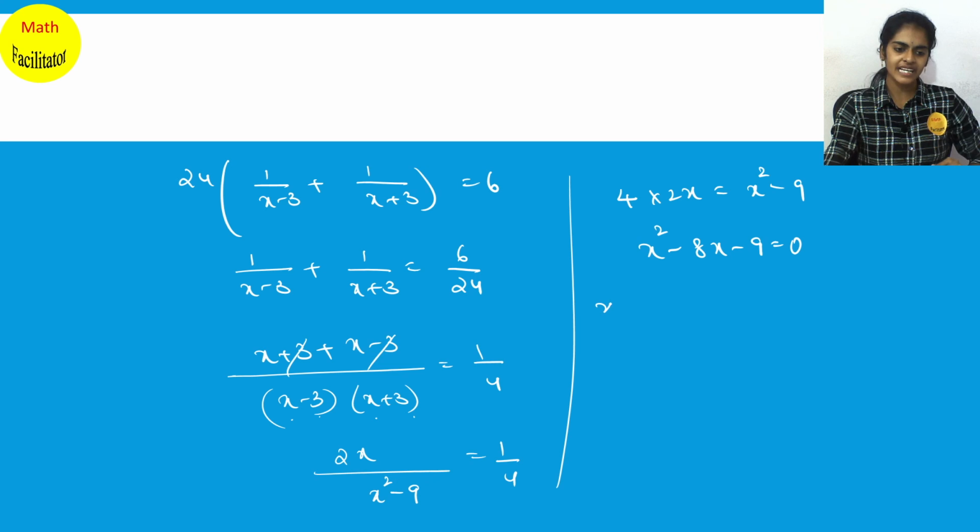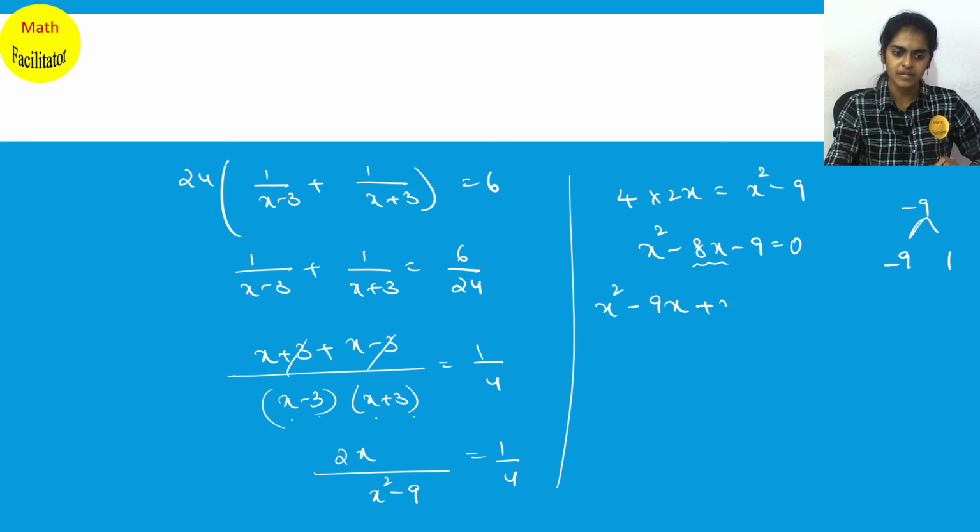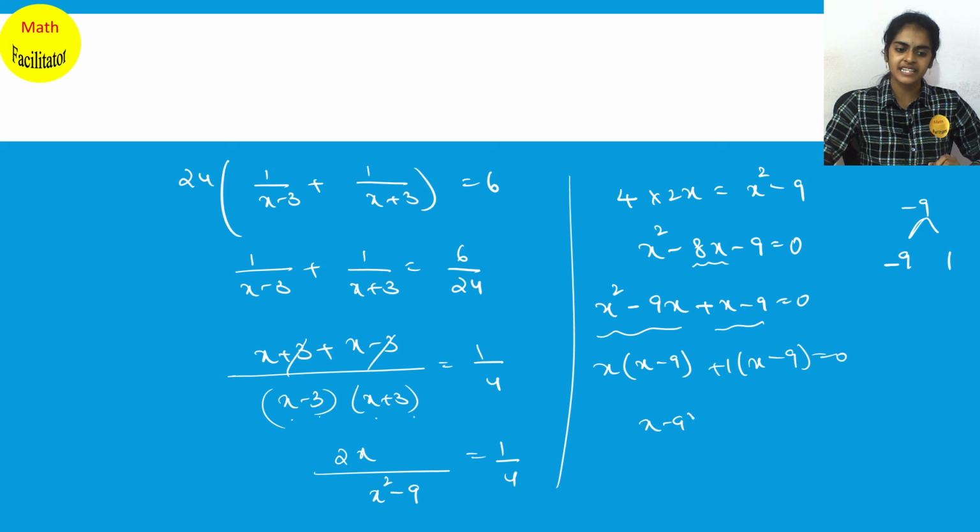Okay. Now I can write minus 9 as 9 ones are 9. And I need a negative middle term, so I'll write minus 9 into 1. So I can take it as x square minus 9x plus x minus 9 equal to 0. From these two I can take x common, so x minus 9. And from these two nothing is common, so I can take 1 common, so I'll have x minus 9. So x minus 9 into x plus 1 equal to 0, or x minus 9 equal to 0.